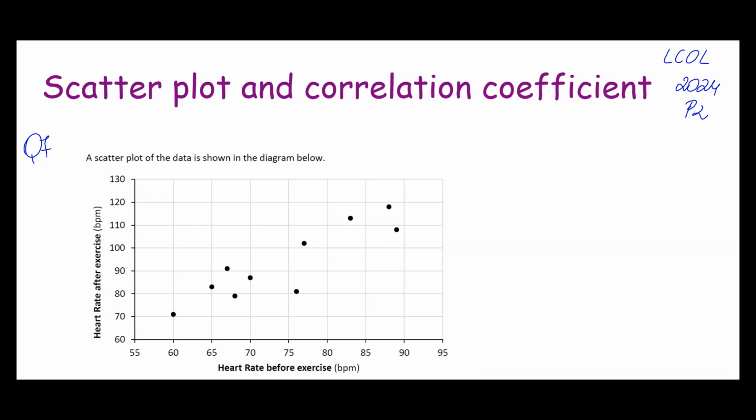Scatter plot and correlation coefficient is another item that shows up very often on your exam. So that's part of statistics. Let's see. A scatter plot of the data is shown in the diagram below. Here we can see the heart rate after exercise, and here is the heart rate before exercise. That's how each dot happens. So that first dot means that for that person, before exercise the heart rate was 60, and after exercise it was just above 70. Okay.